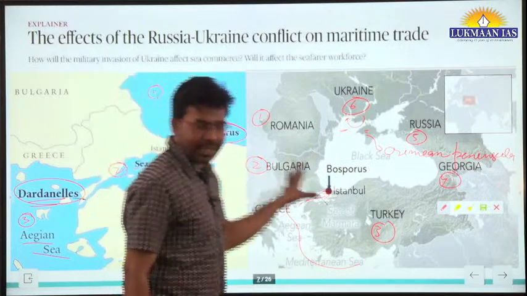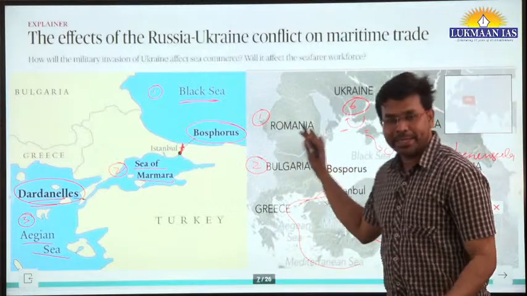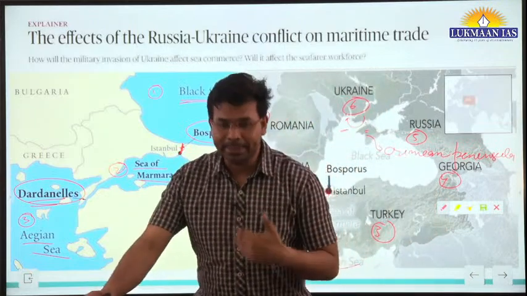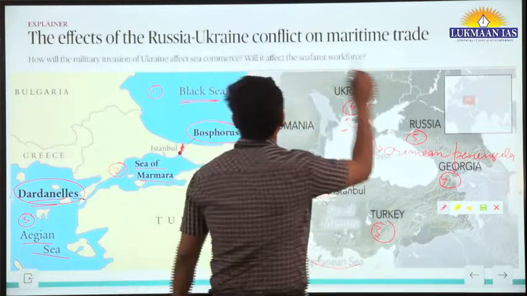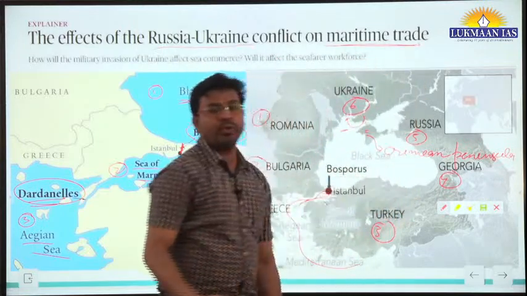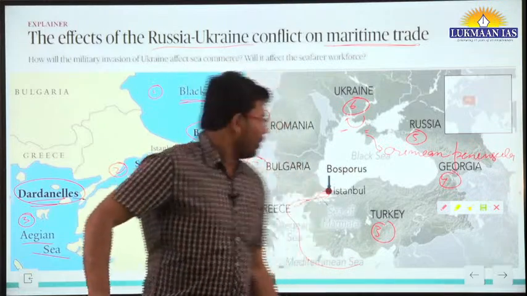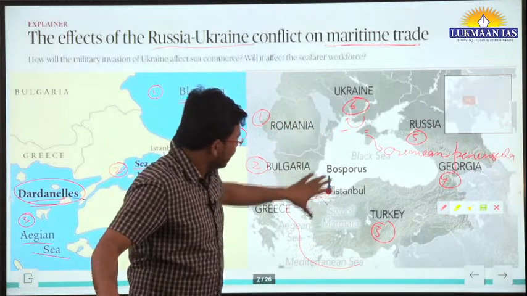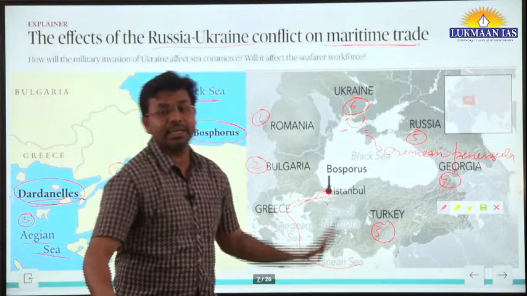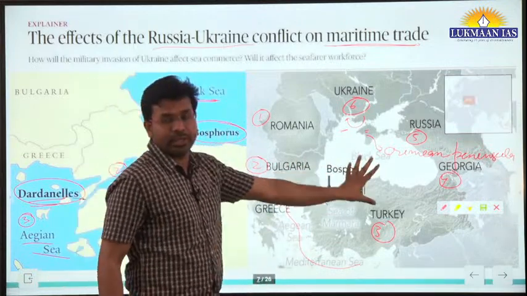So is it clear till now? We have understood the convention, and we have understood the mapping related things. Now let us discuss what can be the effect of the Russia-Ukraine conflict on maritime trade, the trade that is happening through maritime regions. Since this strait is completely blocked by Turkey, no maritime trade can happen through this particular route.